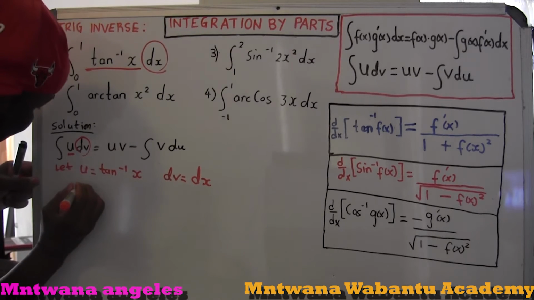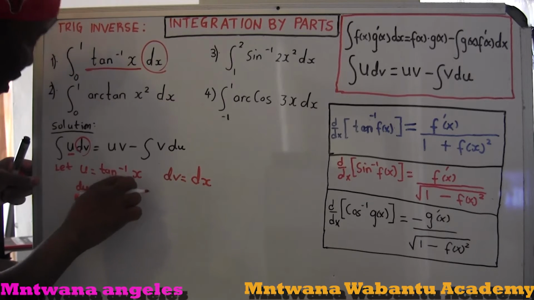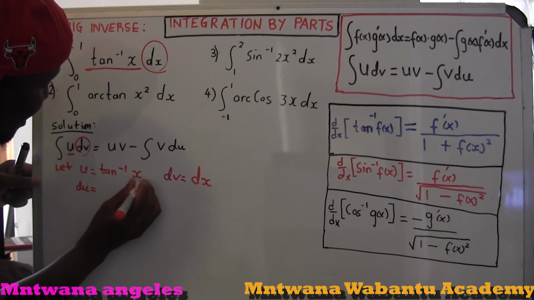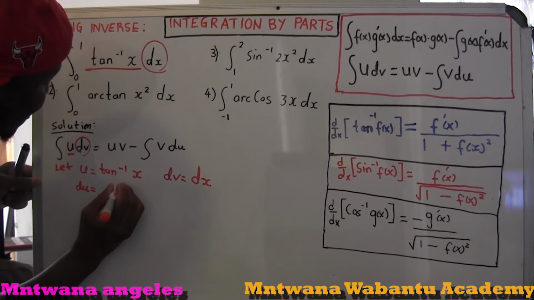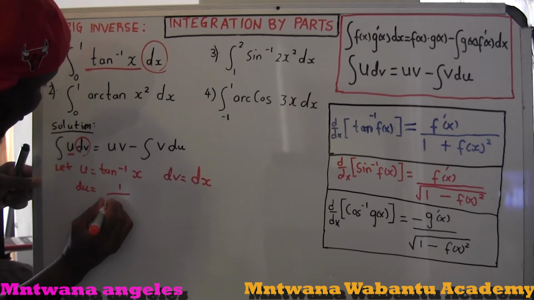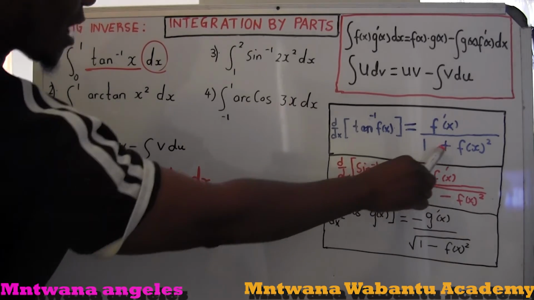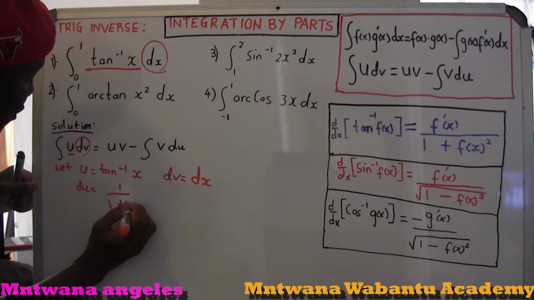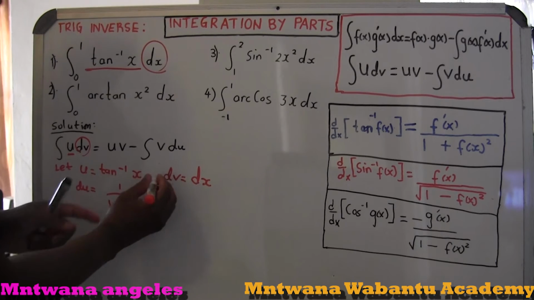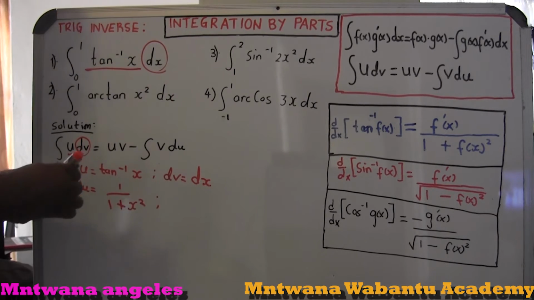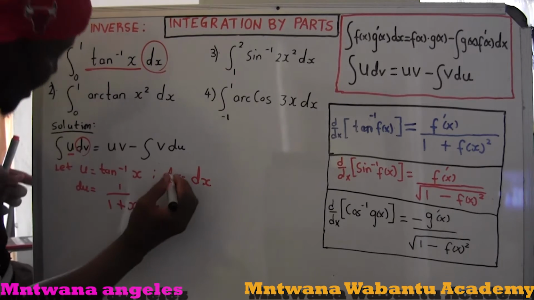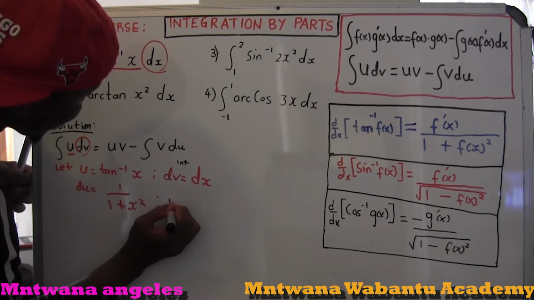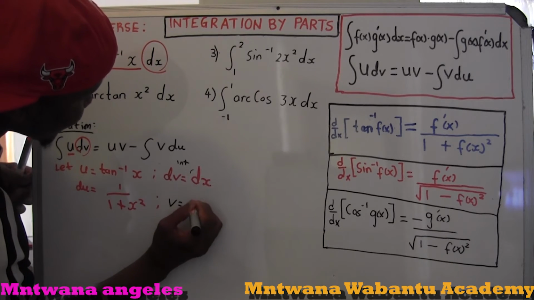Now when you differentiate tan inverse of whatever function, it's going to give you 1 over 1 plus the square of the function. What is the function? The function is x. When you square, it's going to be x squared. Now we come here and integrate this one. When you integrate dv, you're going to get v, and when you integrate dx, it's going to give you x.